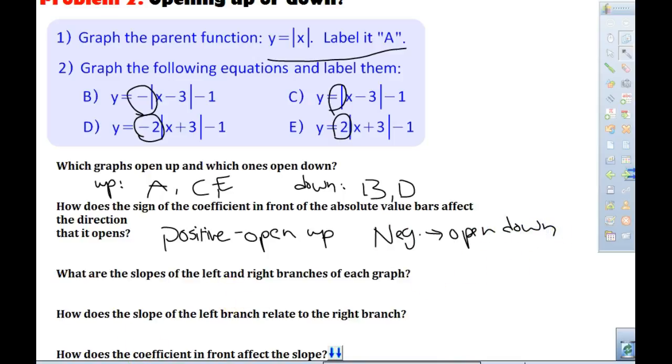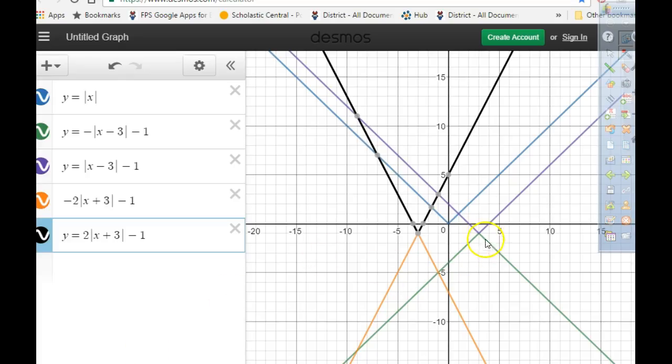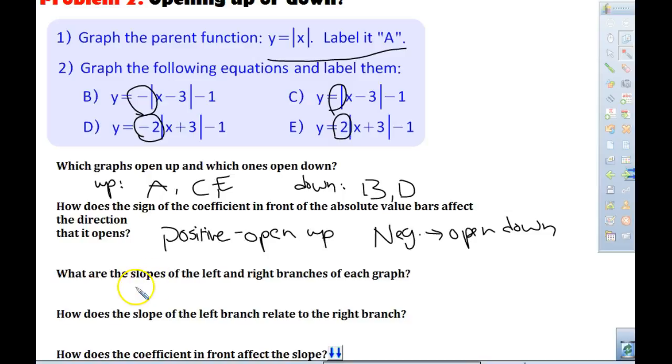The next question asks us to look at the slopes. What are the slopes of the left and right branches of each graph? So again, if you want to look at those branches, which three have the exact same slope? A and what else? A has the slope of 1, so a slope of 1 and -1, right? What are the slopes of the branches, the left and right branch of each graph? 1 and -1 are which graphs?